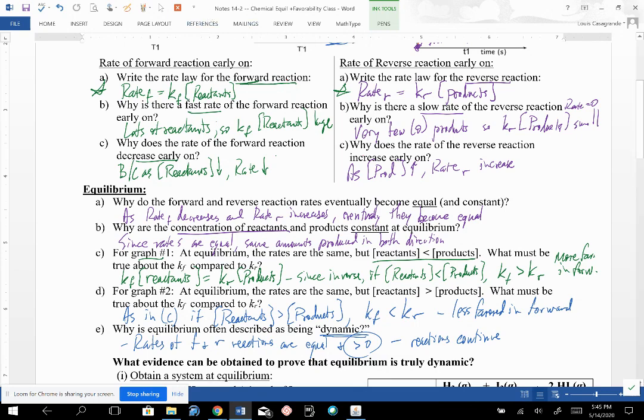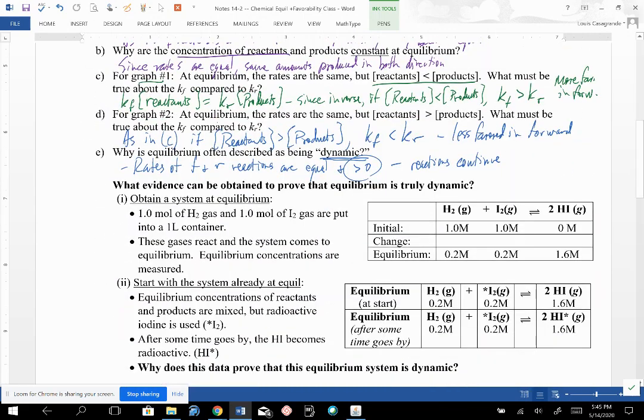So let's take a system that we want to study, and we're going to get the system to equilibrium. We start off with this reaction where we've got hydrogen gas and iodine gas reacting to form 2HI. And this is a reversible reaction. Most of these reversible reactions are going to be simple gas phase or solution phase reactions like this. We're going to start with 1 mole of H2 gas and 1 mole of I2 gas. We put that into a 1 liter container. So 1 mole each, we have concentrations of 1 molar.